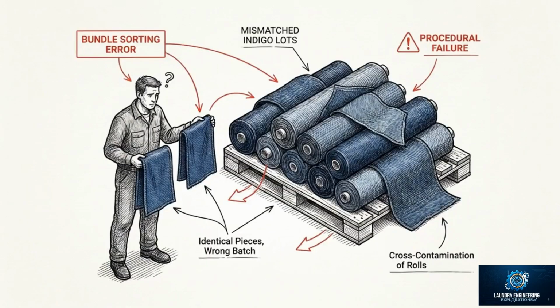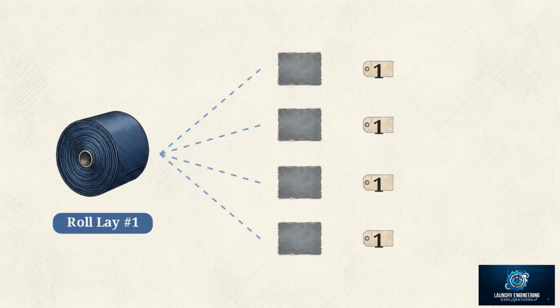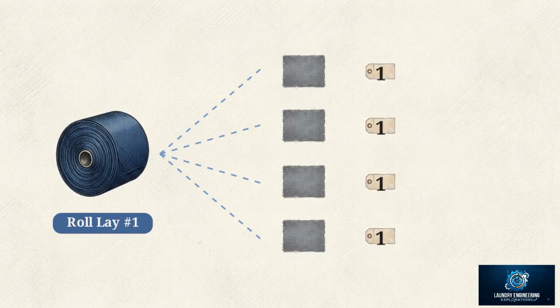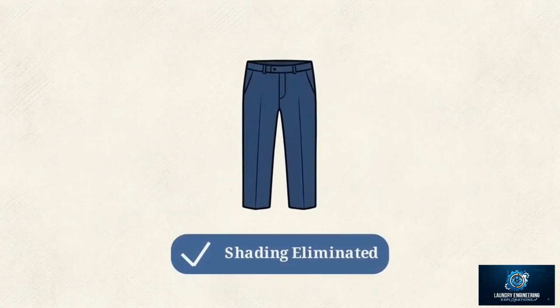The root cause originates during the bundle sorting phase. Cutting room operators are cross-mixing pattern parts pulled from entirely different fabric rolls. To permanently eliminate shading, the factory must enforce strict numbering ticket control. Every single component of one garment must originate from the exact same roll lay.